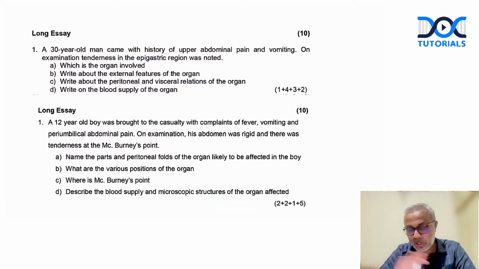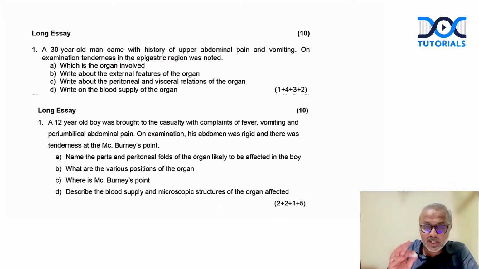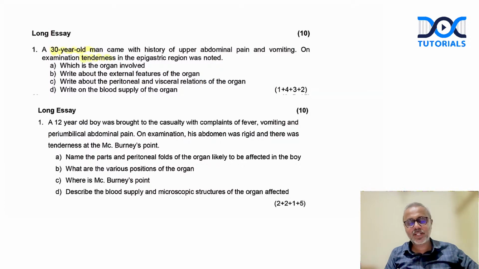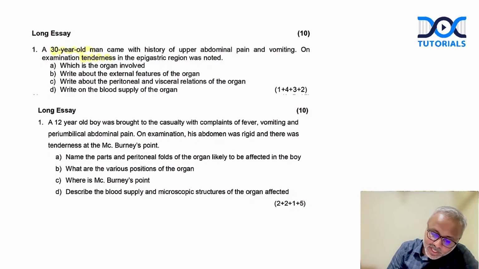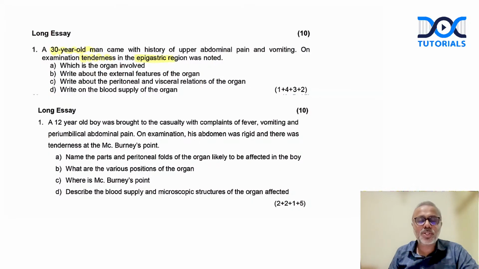Right. Then other questions. Again, long essays, all long essays as we can see. See here, a 30-year-old man came with a history of upper abdominal pain and vomiting. On examination, there is tenderness, right? There is pain on palpating, right? So tenderness in the epigastric region was noted. Now, which organ is involved?